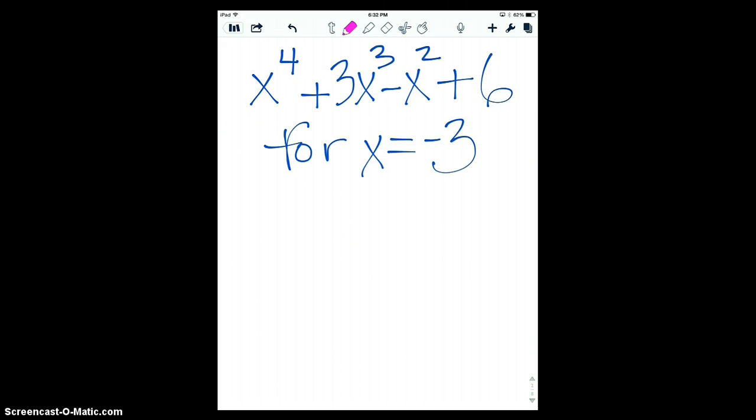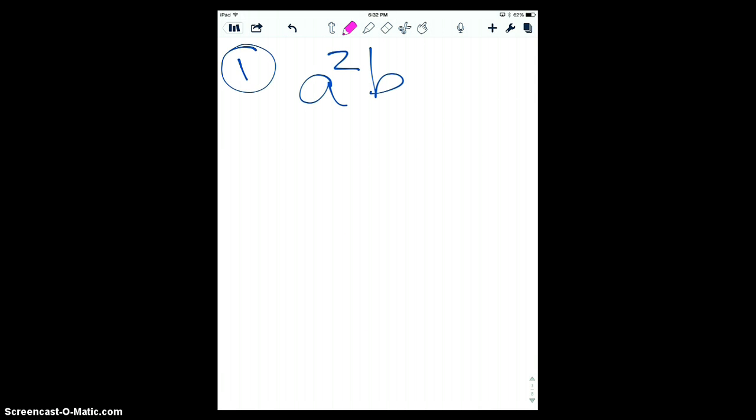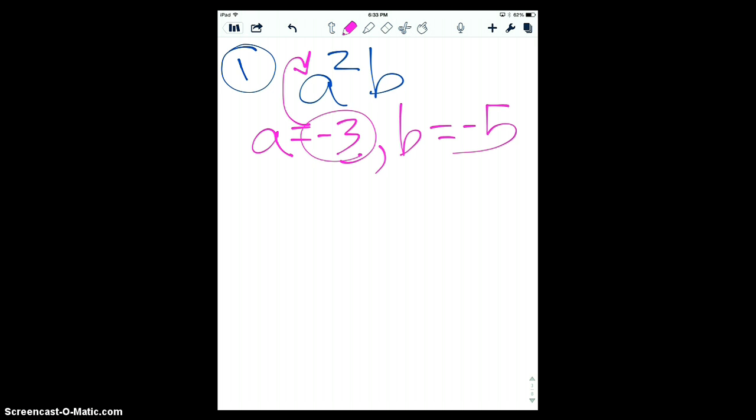So let's see. What's my first one I have for you? So this is my first one for you. To evaluate this, we cannot evaluate it until I give you some values for A and B. So let's say A is -3 and B is -5. So we need to plug in the value of -3 for A. I'm taking out A and subbing in -3, and that is being squared. And then I have the variable B next to it, of a -5.